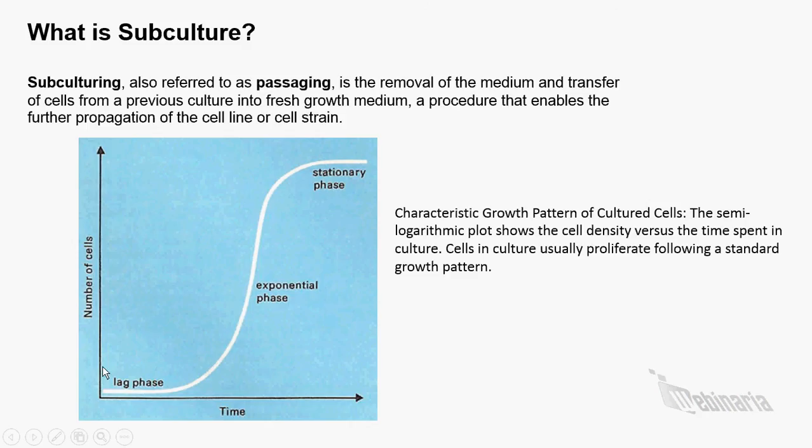Here you can see in this growth curve, the first phase of growth after the culture is seeded is the lag phase, which is a period of slow growth when the cells are adapting to the culture environment and preparing for growth. The lag phase is immediately followed by the log phase. This is the log phase. It's not labeled here, I'm sorry for this photo, but this is the log phase.